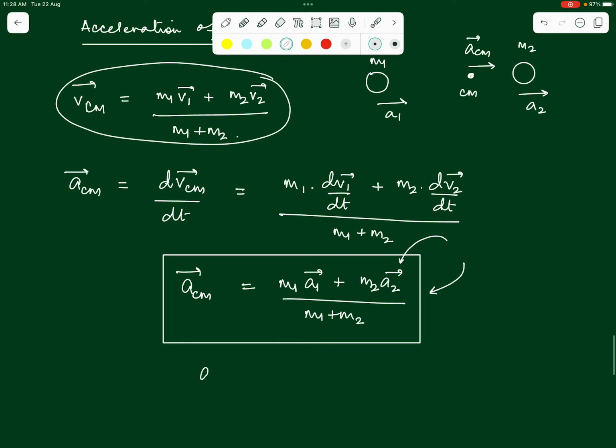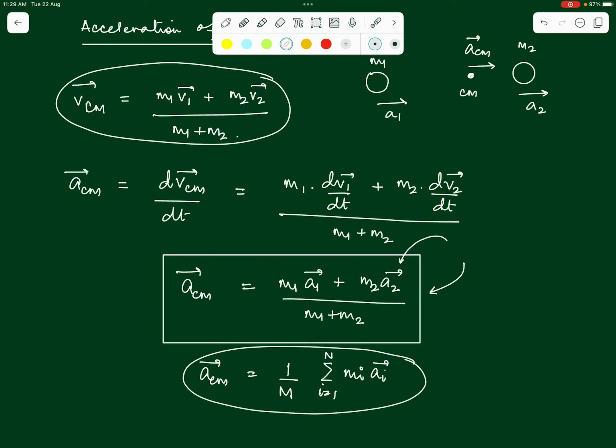Can we say in general we can write acceleration of center of mass as 1 by capital M summation of mi ai, where i runs from 1 to n for an n particle system? This will be the general result for acceleration of center of mass, right? So this is how we can find out all the three: the position of center of mass, the velocity of center of mass, as well as the acceleration of center of mass.